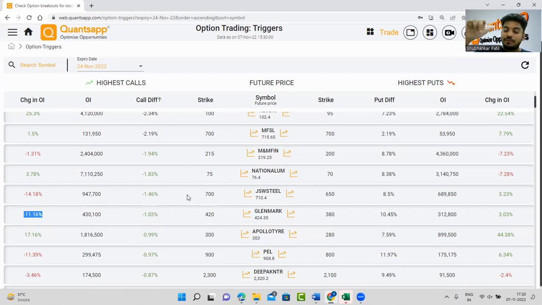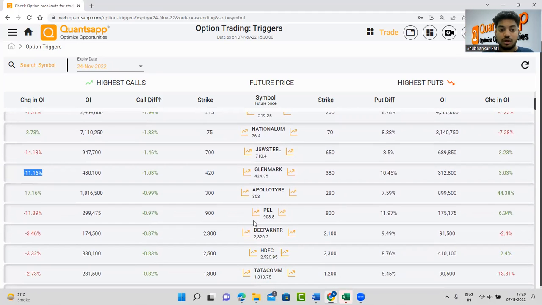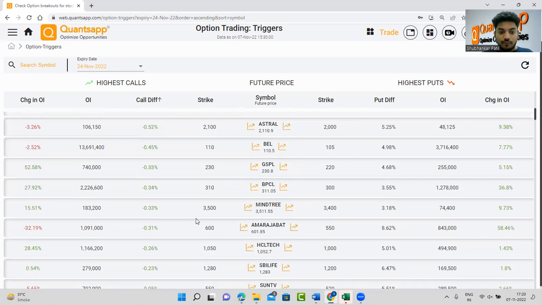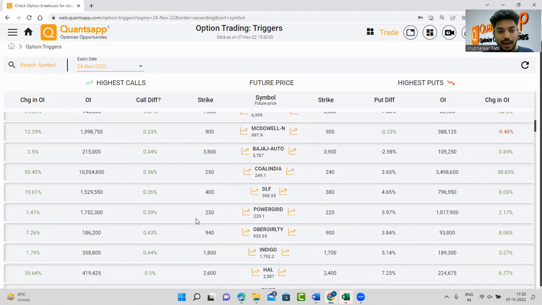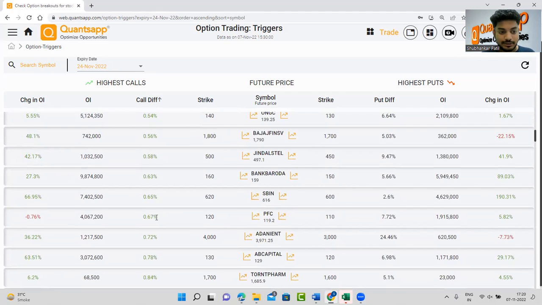Now Glenmark might be one of those stocks wherein you see a lot of call writers getting panicked, they are exiting, right? And it has already given a breakout, right? So we might see a call trap happening in Glenmark. So this is how typically you will filter out the stocks. So what you will do, you will just come to triggers, filter out all those stocks which have a very small call difference, okay, a very small call difference, and you will see where the open interest is unwinding.